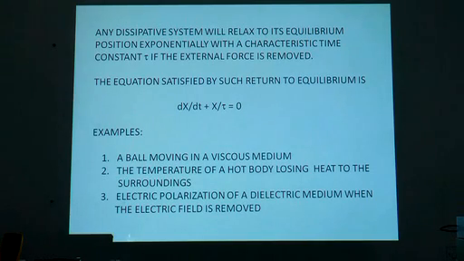You have a hot body that is losing heat to the surroundings. You stop supplying heat to the body, then the temperature of the body will decay slowly according to this equation to the temperature of the surroundings. You apply an electric field to a dielectric medium, then you get dipoles in the medium, you get polarization in the medium. You remove the electric field, the electric polarization will return to 0 value according to this equation when the electric field is removed.